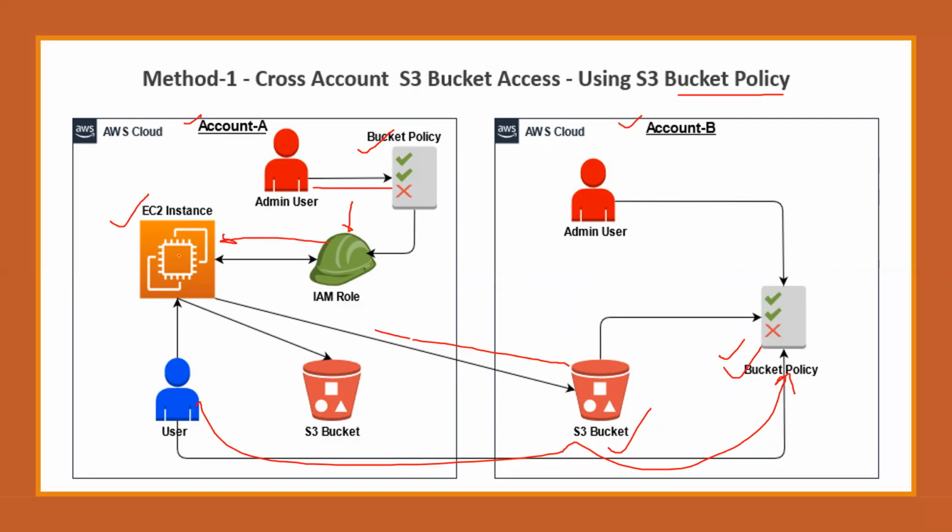From this machine, that user will access this bucket, and he will also directly access this bucket. I am taking two buckets here because the user can access the same bucket in the same region using the IAM role, and second, using the bucket policy, the user can access the bucket details from this bucket also. Both bucket access.